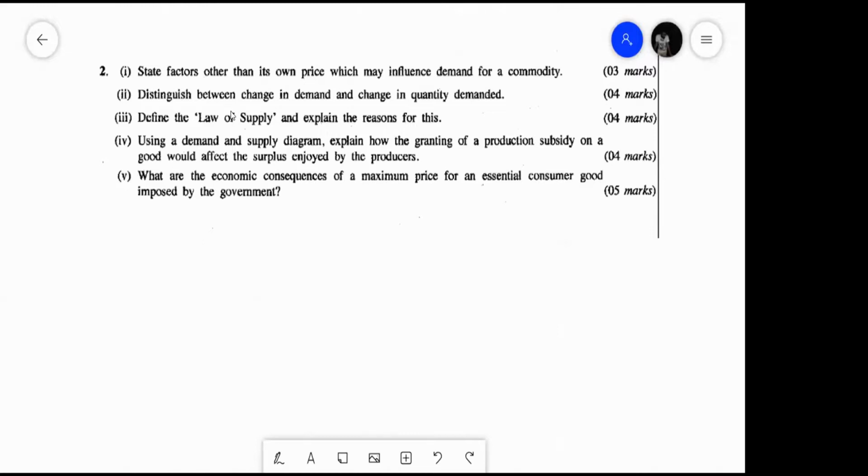We've done that. Then they have number 2, again, a very easy question. Distinguish between change in demand and change in quantity demand. Okay, so we've discussed this before.